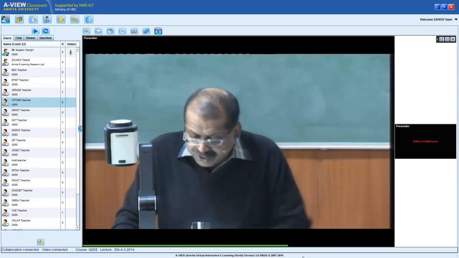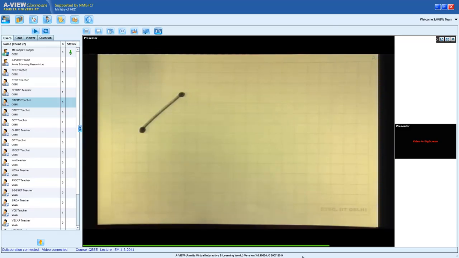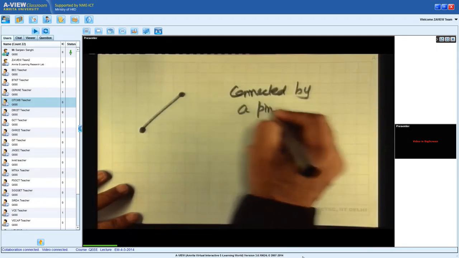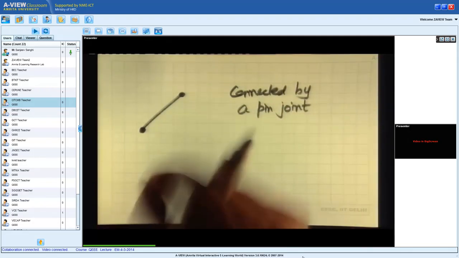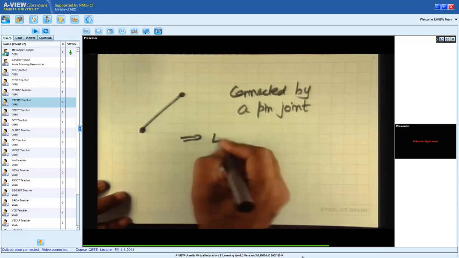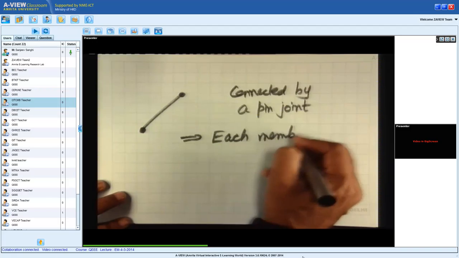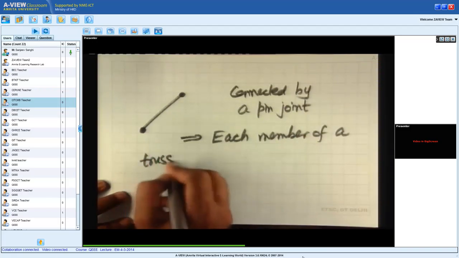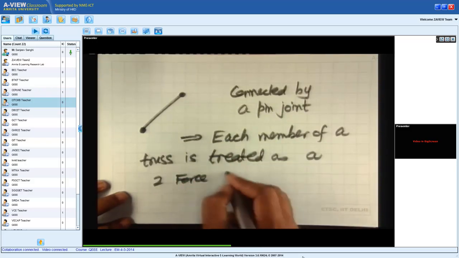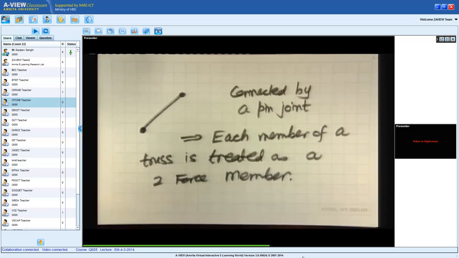So if we look at each member of a truss, what we find is it is connected by a pin joint and the load is coming only at the two ends. So what is the implication of this in terms of mechanics, in terms of statics problems? What this means is that each member of a truss is treated as a two force member. So that means each member of a truss is a two force member.